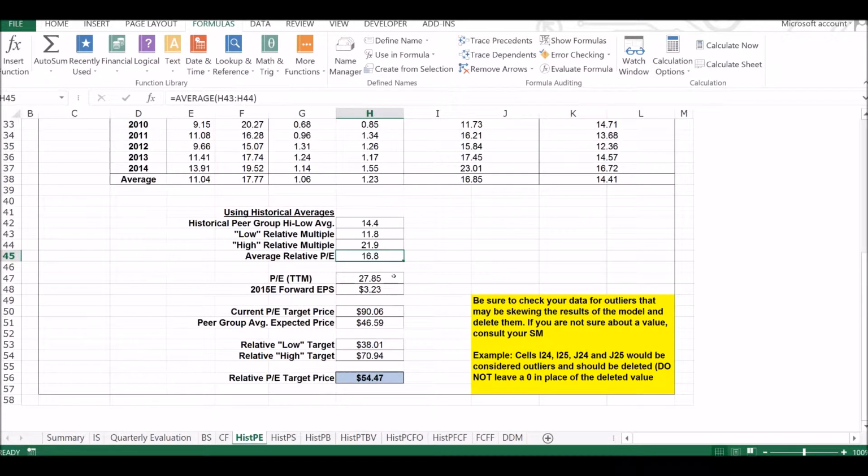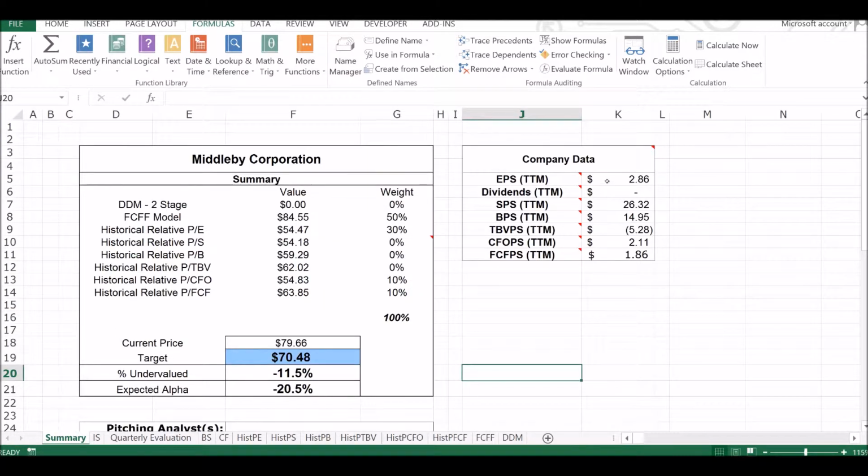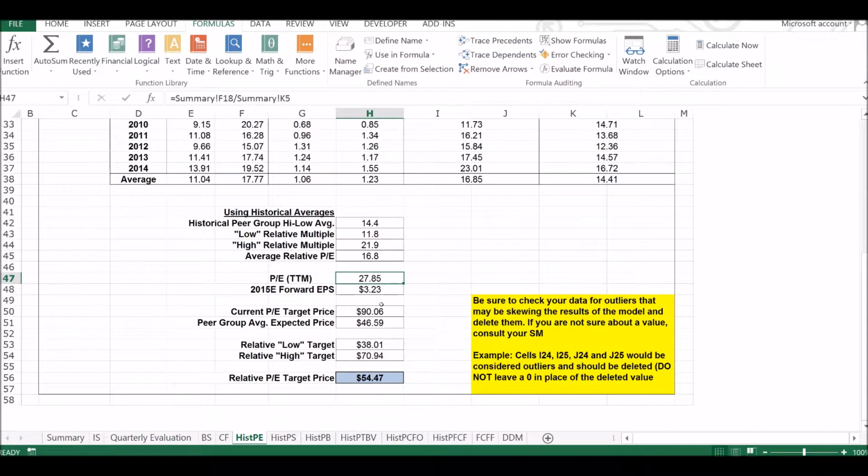Now, here's one of the most important parts of this equation, the price to earnings for the trailing 12 months. You can see it's referencing the summary page. What it's referencing is the earnings per share in K5 here, as well as the current price. So it's the price divided by the trailing 12-month EPS, and that is giving you the price to earnings for the trailing 12 months.